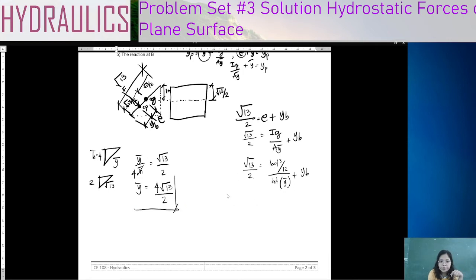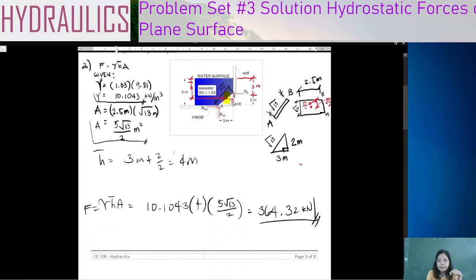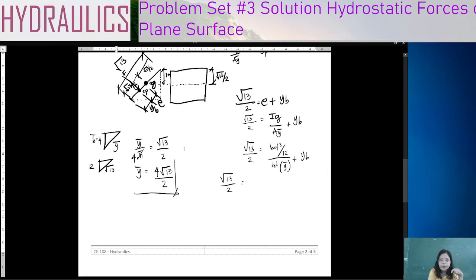So, I can now substitute it again here. So, 13 over 2 is BD cube over 12. What is B? B is the base, so 2.5 meters. 2.5 meters is the width. Your height or depth is square root of 13. So, 2.5 by square root of 13 cubed over 12, over 2.5 by square root of 13 by Y bar. So, 4 square root of 13 over 2 is equal to YB. So, YB is missing. That is the moment arm.